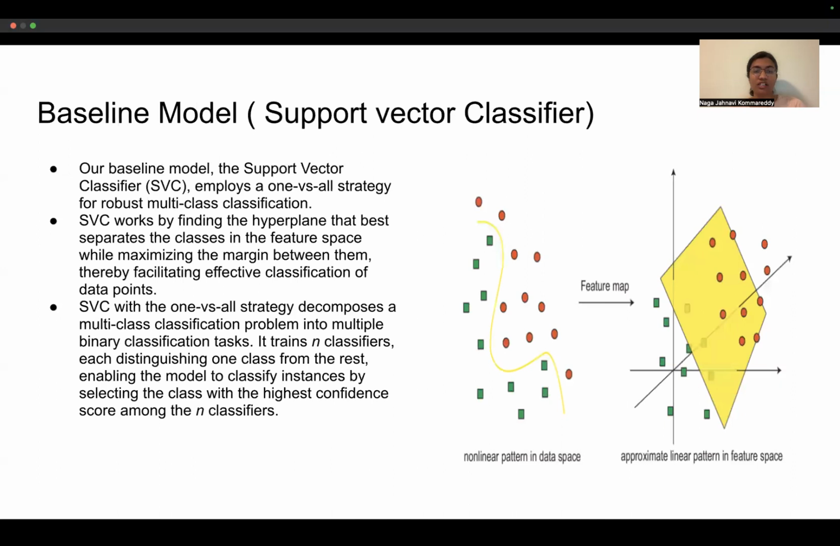The baseline model is a support vector classifier. This transforms the original data space into a high dimensional feature space and finds an optimal hyperplane by maximizing the margin between them to separate the classes. And since this is a multi-class classification problem, we are using one versus all strategy to decompose the original classification problem into multiple different binary classification tasks, and we take a high confidence vote among the n classifiers to find the target class.